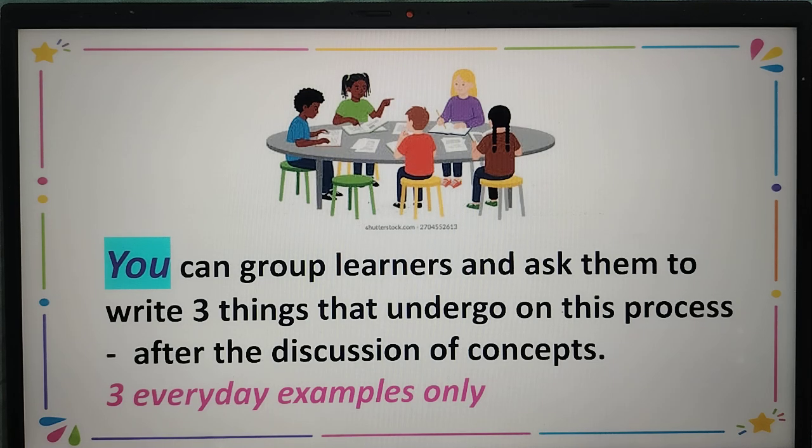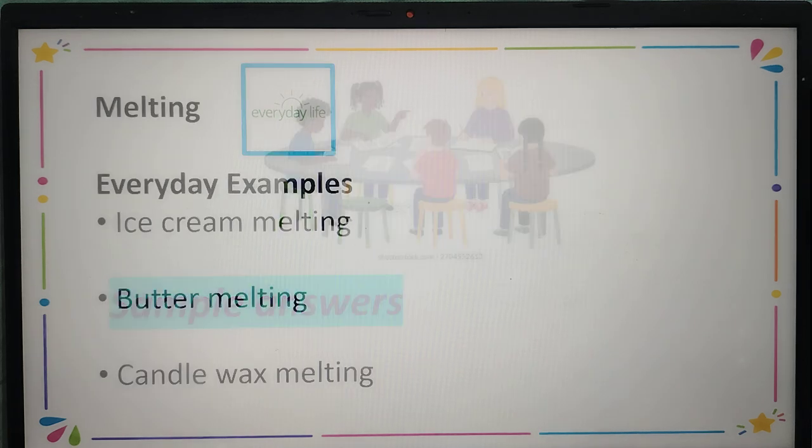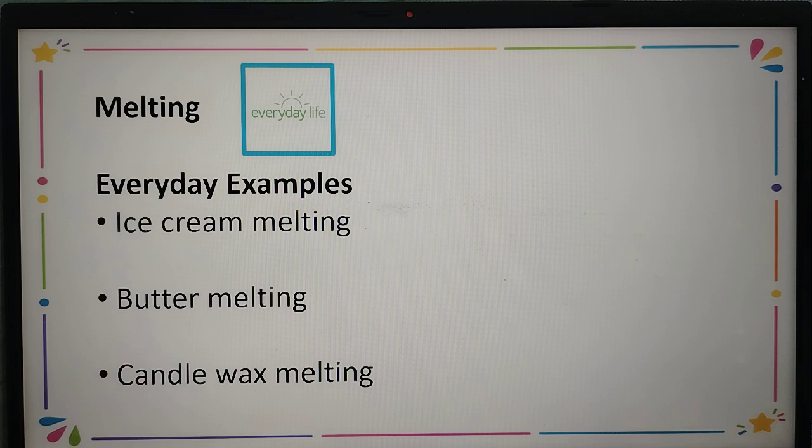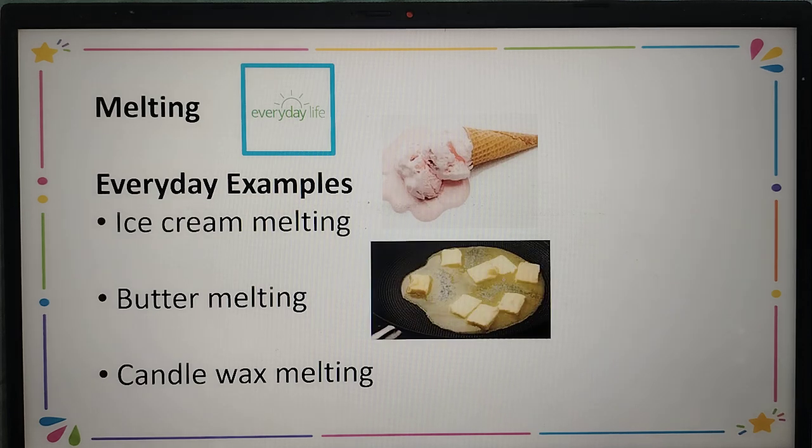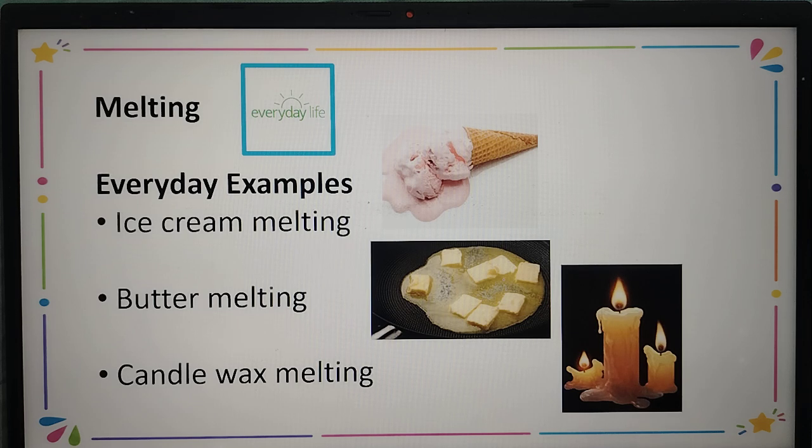Okay, so you need to discuss first the concepts, and after that, you can allow your learners to enumerate three things or processes or phenomena that undergo the given process. Just three everyday examples only. Sample answers for melting: ice cream melting, butter melting, candle wax melting. So these answers should be elicited from the learners.